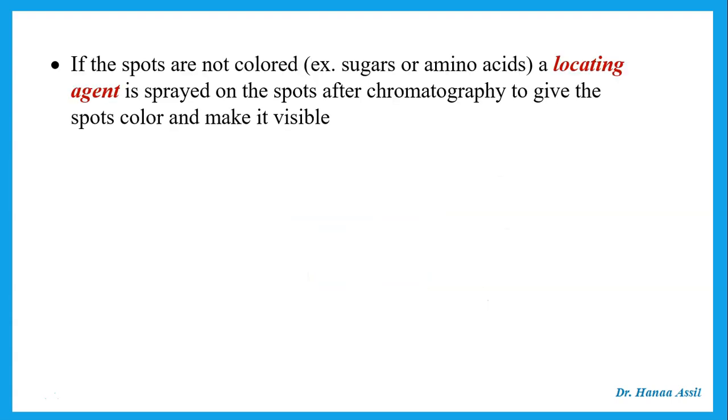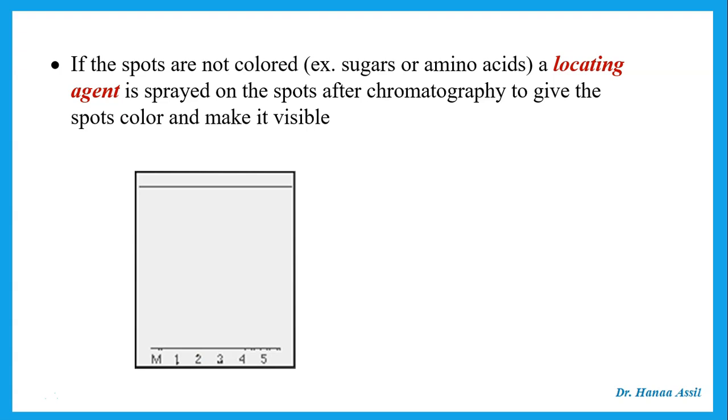Now, if spots are not colored, so if we're doing paper chromatography of something like sugars, maltose, sucrose, fructose, or amino acids, these are substances that are not colored. So when we put spots on the baseline and we put it into the beaker, we really don't see anything. As the solvent moves up, we're not seeing anything.